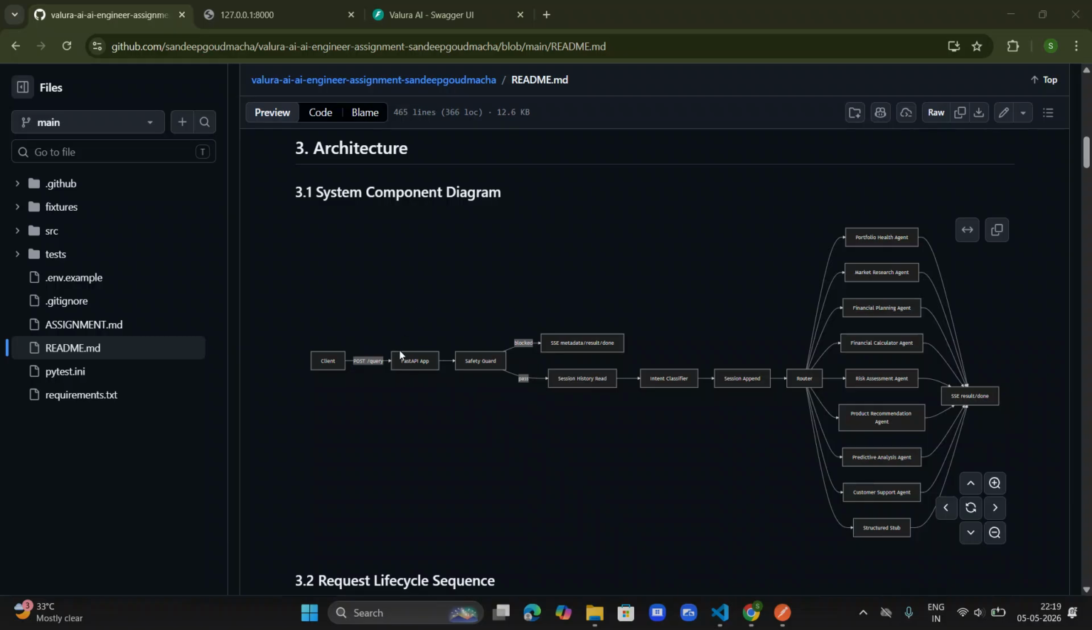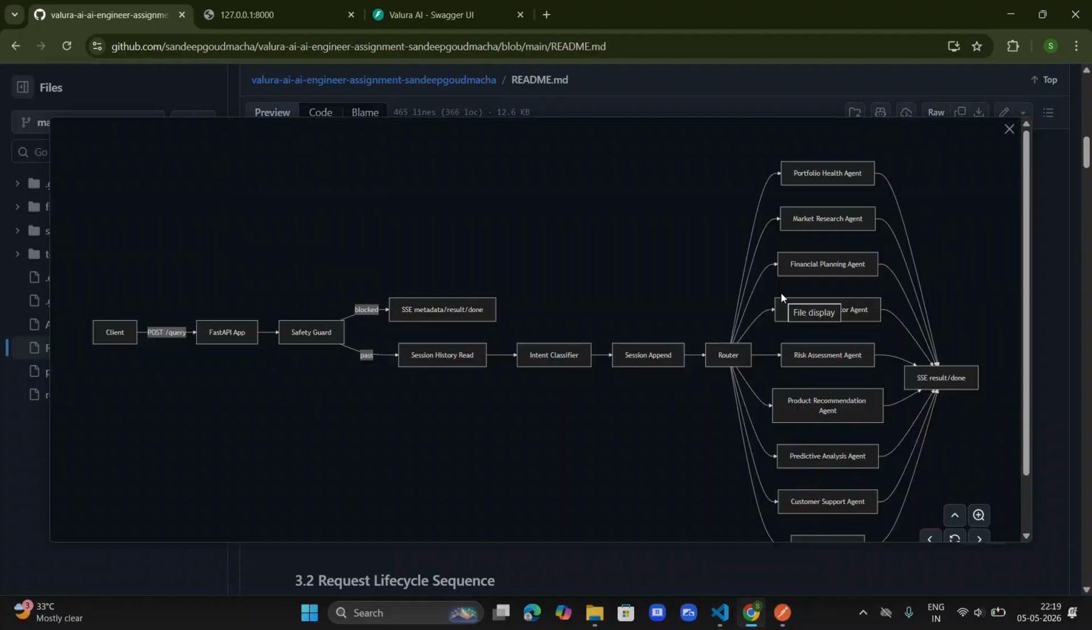So this is the architecture. This service is a FastAPI microservice that accesses the intelligent layer for investor queries. The main goal is to safely route each request to the right specialized behavior, stream the results back over SSE, and make the system resilient when the LLM is not available.